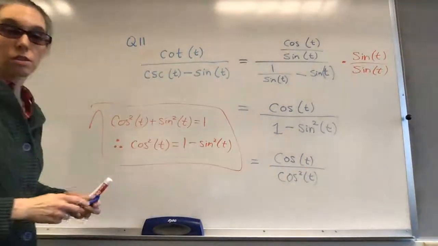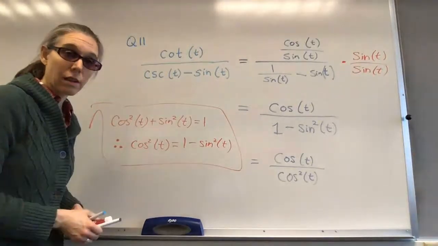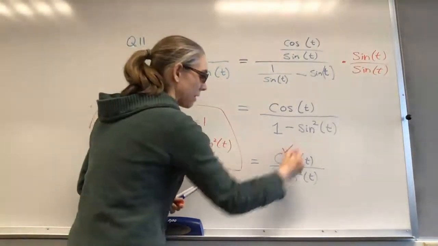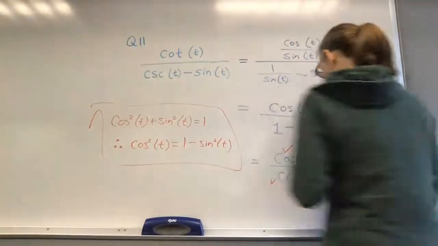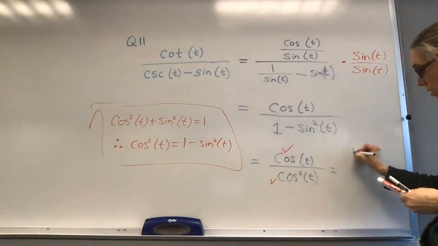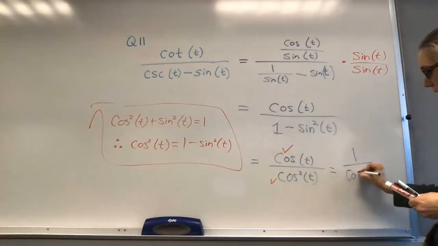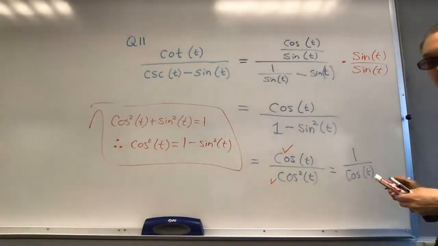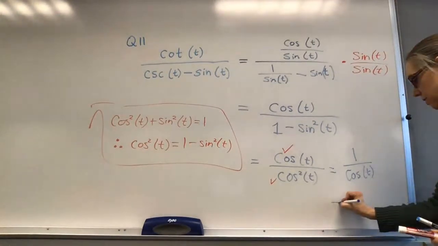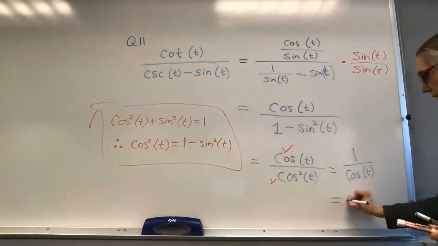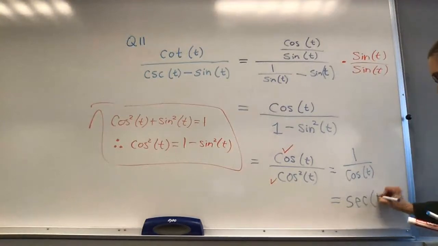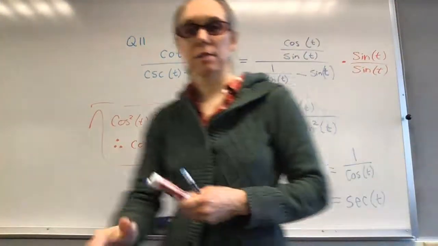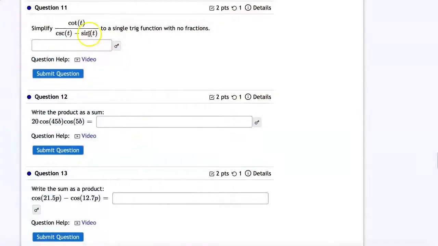So now I have a cosine to the first power in the numerator, cosine to the second power in the denominator, so we see cancellation here, and the result then is a 1 over cosine t, and if we write this without using any fractions, the reciprocal of cosine is secant. So now going back to my open math, we see that we actually have the answer that we found on the board.